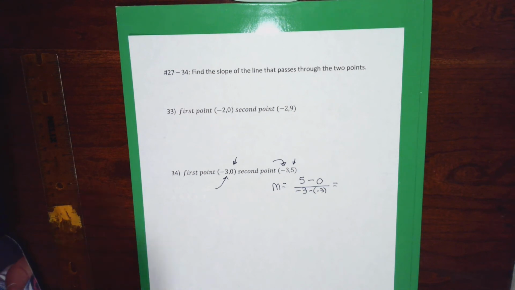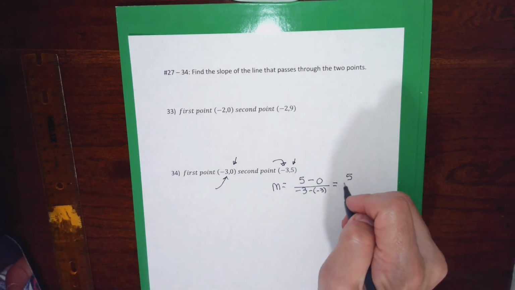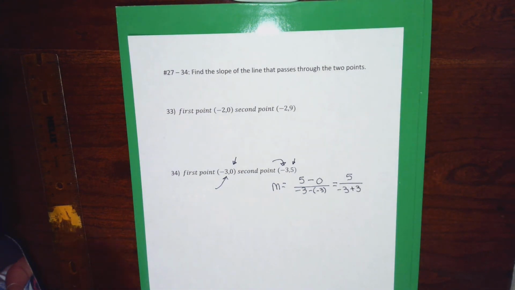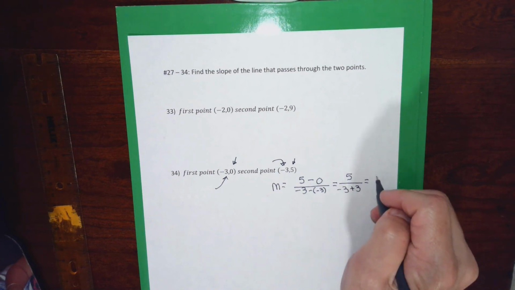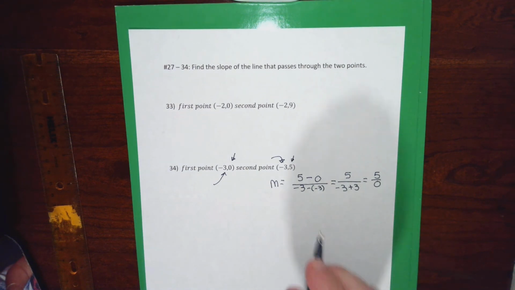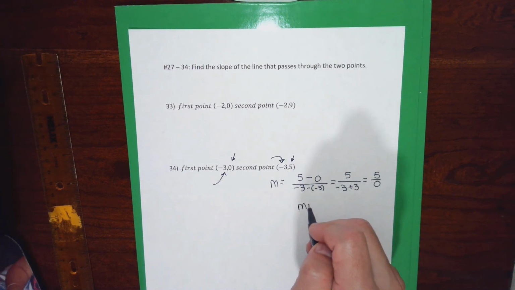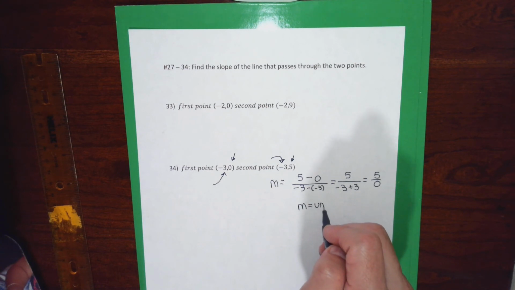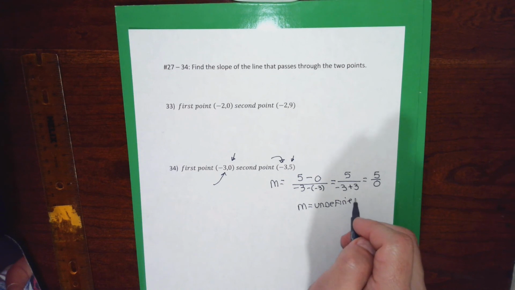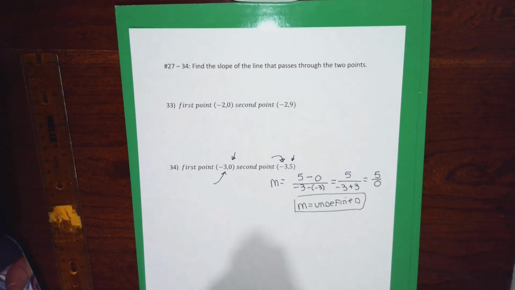Numerator, 5 minus 0 comes out to be 5. The denominator, I have a double negative that I'm going to make positive, so I'm going to make the denominator negative 3 plus 3. The denominator is going to simplify to 0, and fractions with 0 in the denominator are undefined. So the answer to question 34, the slope of the line that goes through the 2 points, negative 3, 0, and negative 3, 5, is undefined.